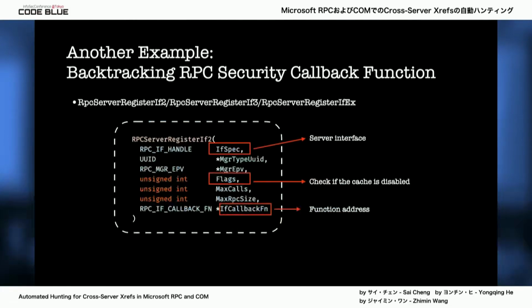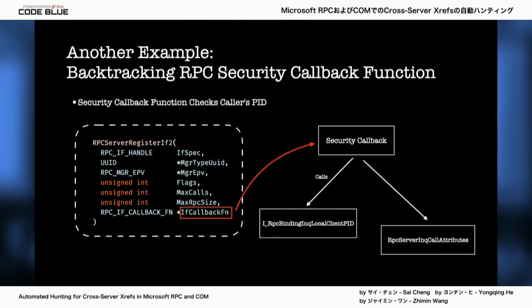Backtracking is also useful to help search for instances of certain bug classes. We discussed the RPC security callback function earlier. The function pointer pointing to the function implementation is a fixed value after compilation, so we can find it and disassemble it. We can also know whether caching is enabled and information about registered interfaces. As you may remember, I mentioned that a callback function that checks the PID of the client process may cause a security bug. Through backtracking, automatic search for such vulnerabilities becomes feasible.